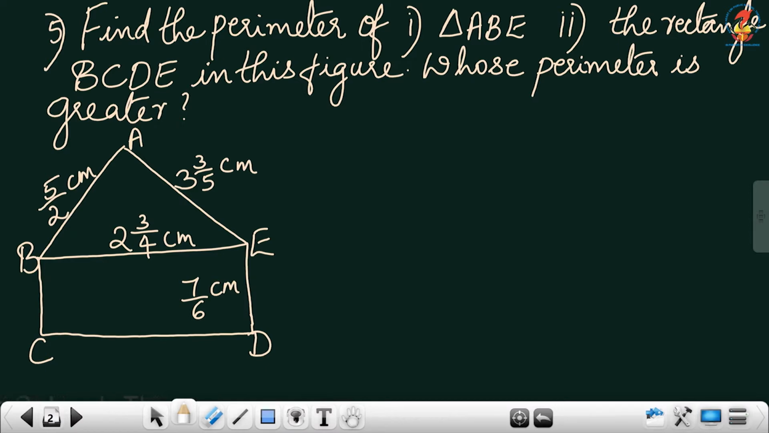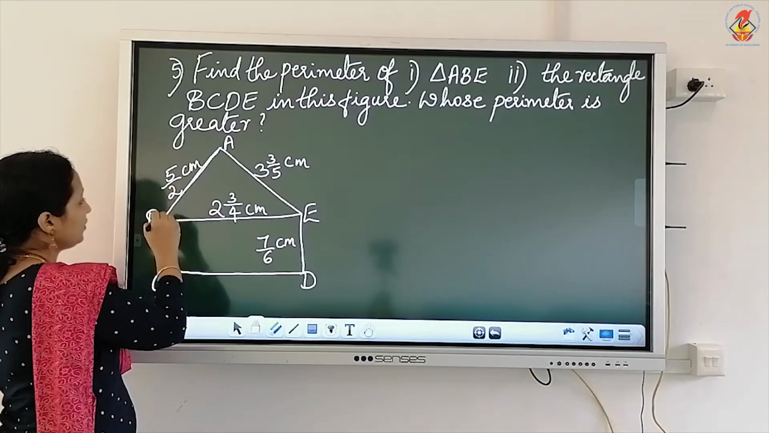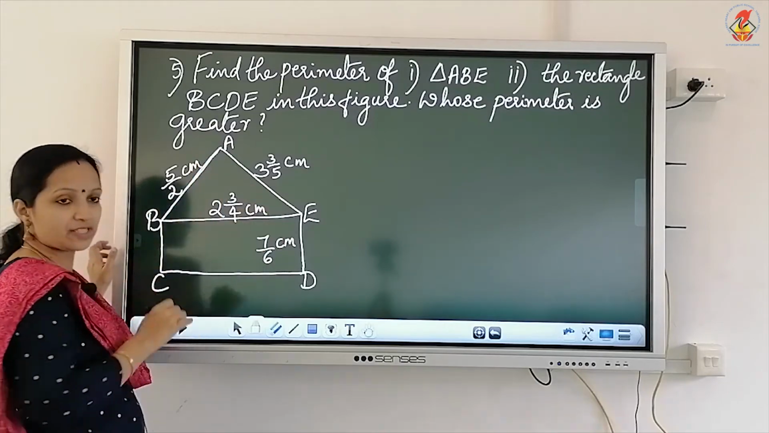There are three sections in this question. What is the first part of this question? We have to find the perimeter of this particular triangle. You can see one triangle here, is it? There is one triangle. We have to find the perimeter of this triangle.